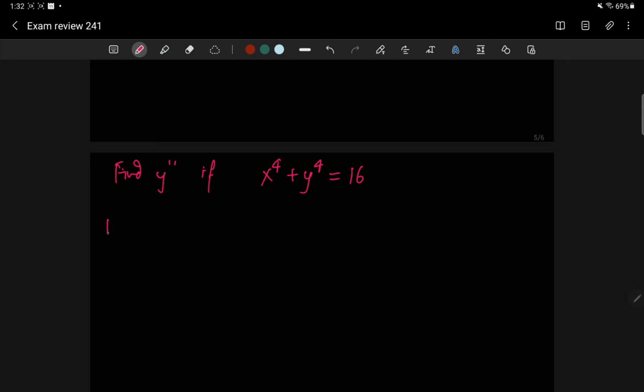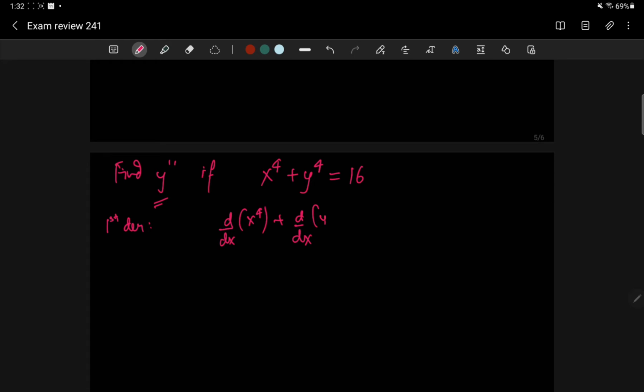So first derivative, take the derivative with respect to x. If you have a notation like y prime, y double prime, it's customary to assume that the derivative is being taken with respect to x. Otherwise, it will be mentioned to you explicitly.